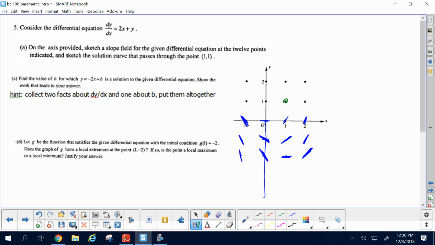1, 1. This slope, I imagine, was positive, about 3-ish, so it would take you up here. What happens as you get this way? The slopes seem to get flatter and flatter until you hit that point, and it says, hey, go flat. And then what happens as you go this way? It goes up. So your particular solution should have looked like that, or something like that, yeah?